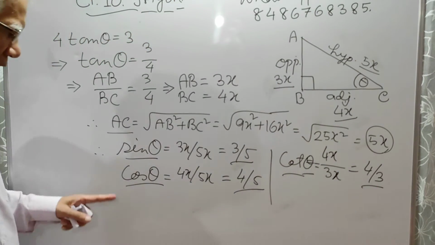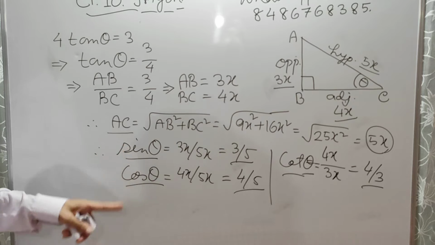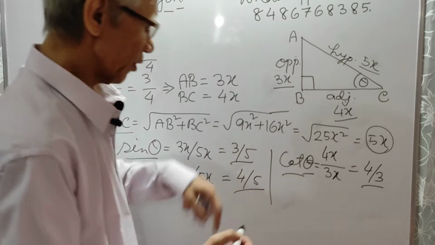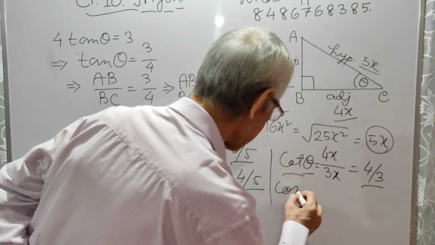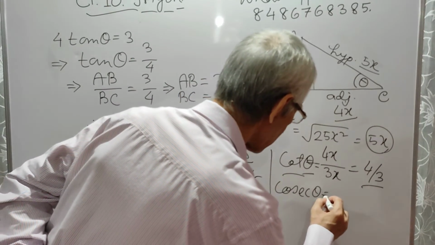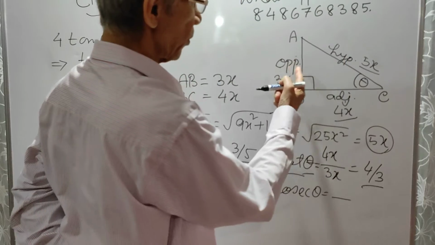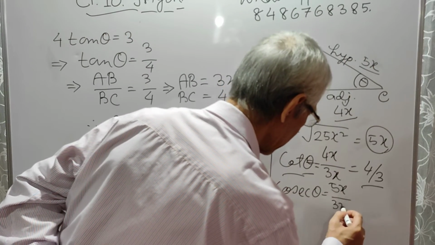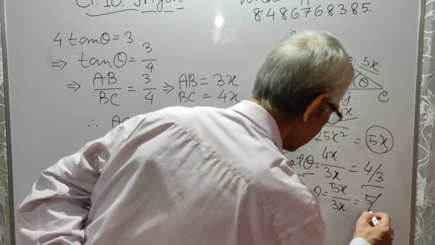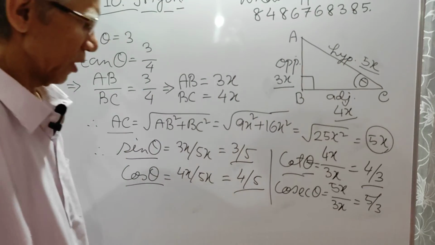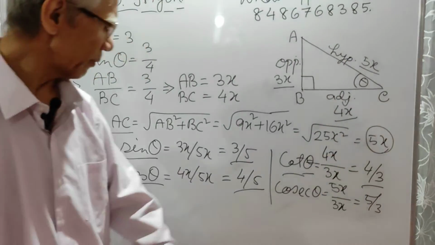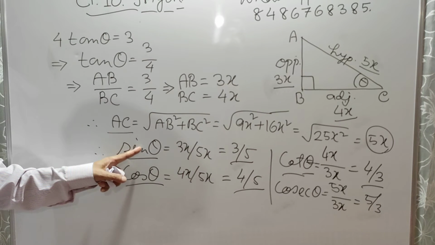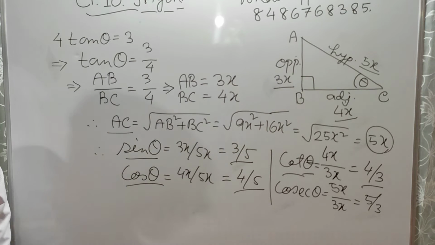Okay. Now from sine you can find cosec. Cosec is reciprocal of sine, that means it will be 5 by 3. And from the triangle, what is cosec? Cosec theta equal to hypotenuse by opposite, that means 5x by 3x, that is 5 by 3, x cancels. So cosec you can find from the triangle, 5 by 3, or from the reciprocal of sine theta, that is 5 by 3.